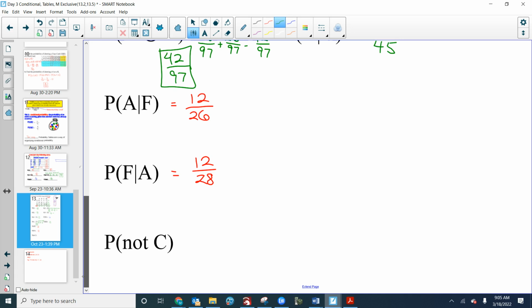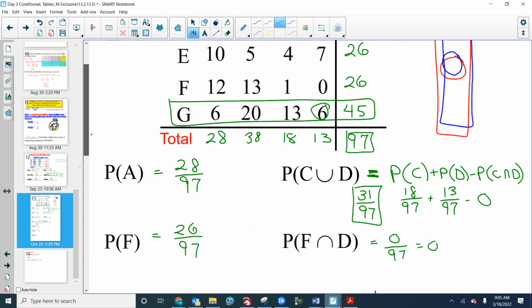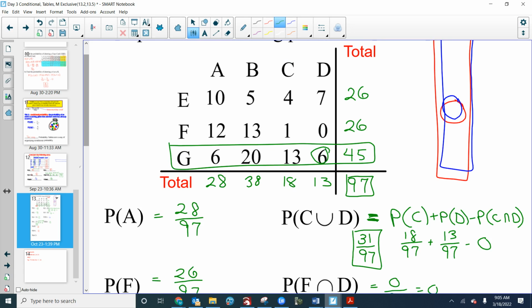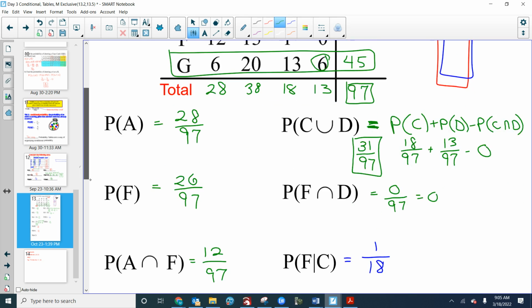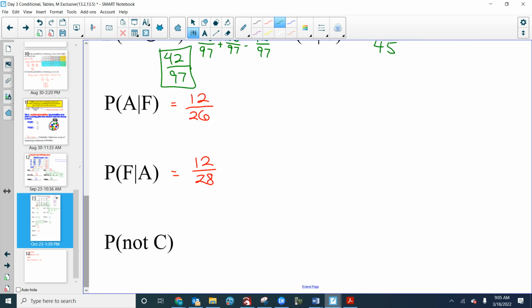Alright, P of not C. 4 over 12 plus 1, 3, 5, 6, which makes sense. Wait. Is it 3? Oh, wait, never mind. Any questions on the extra problem? Ted says 8 over 12, right?